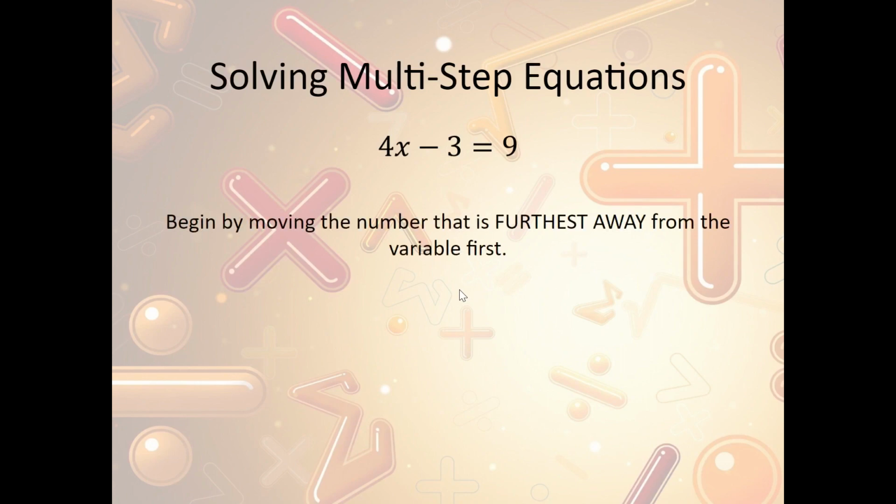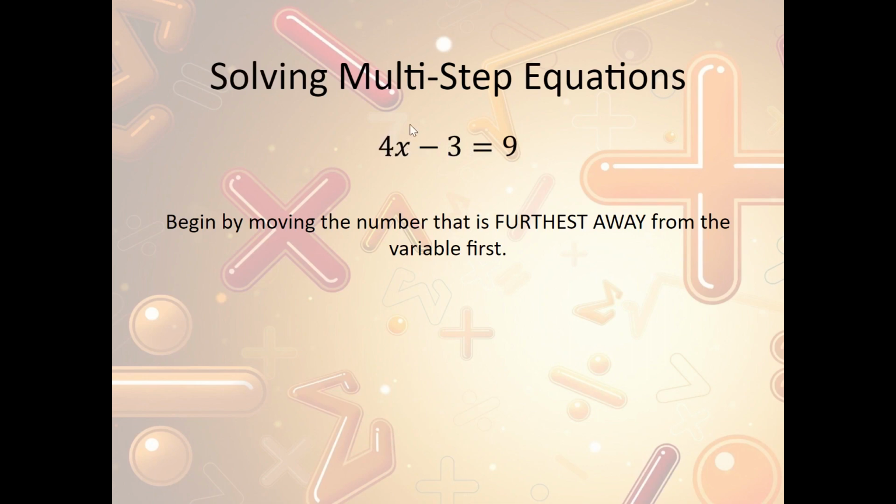Now, where do we begin? We could get rid of the 4 or the 3. Now, the easiest solution is always to get rid of whatever's furthest away from the x first. So, in this case, we can see that we have a 4 and a 3. Those are the two that we need to get rid of, and we're going to pick from those two and say which one's furthest away.